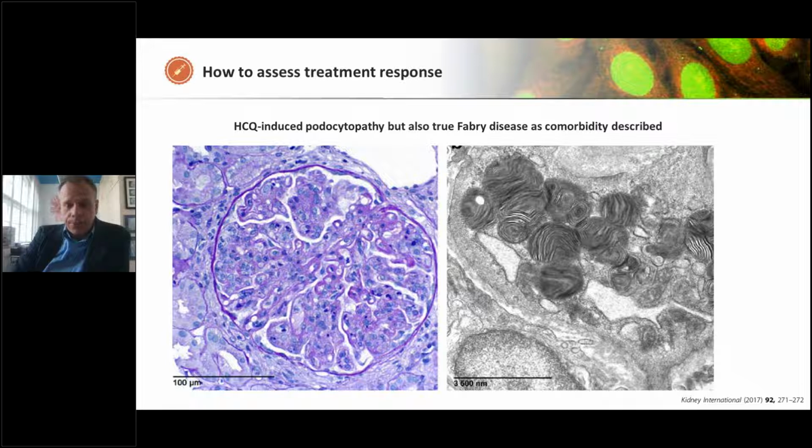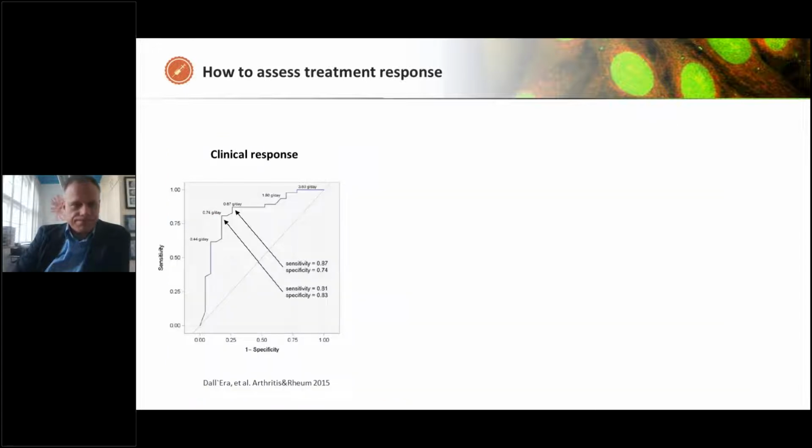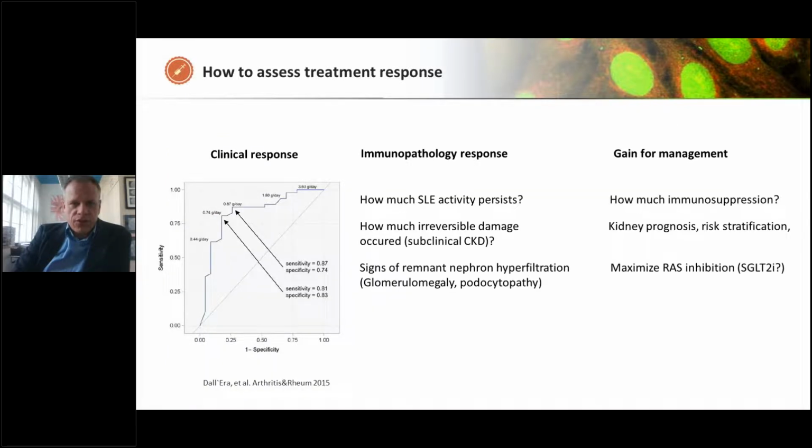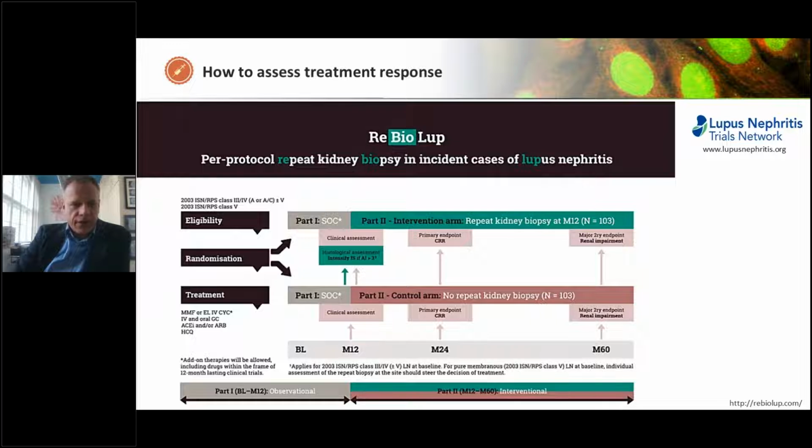but there have even been patients reported that had a concomitant Fabry syndrome that manifested together with the lupus. So this is probably rare, but it simply tells you that the world is colorful, and not all lupus nephritis patients are the same. So I will skip this because I am running a bit out of time.